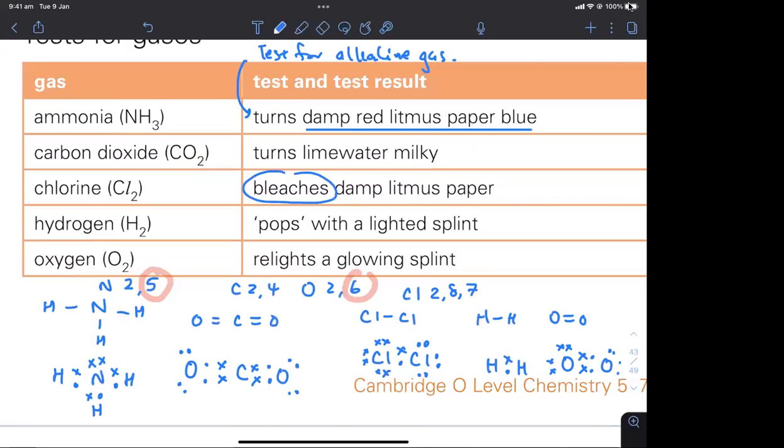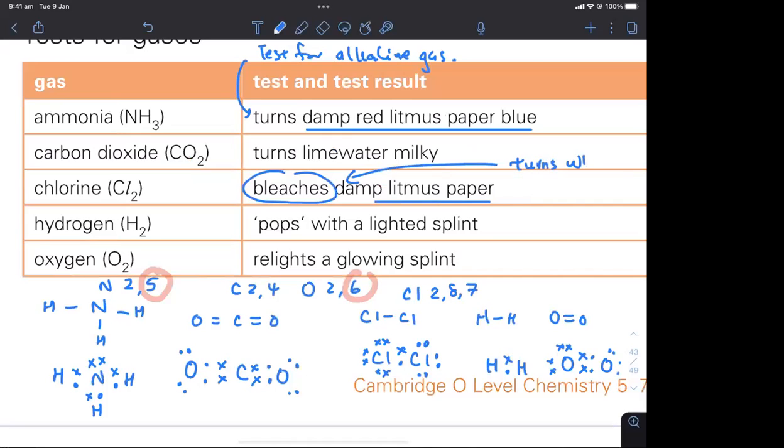Does anyone not know what bleaches mean? Bleach is like what you have in Clorox. So Clorox is what you call bleach. So a bleaching agent, what do you use Clorox for? You put Clorox into your dirty laundry and everything becomes what color again? What color do you get, Hazira? White. So bleaches actually turn everything white. So it doesn't matter whether you use red litmus or blue litmus, it will turn white.